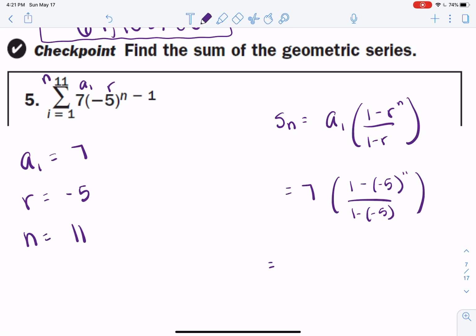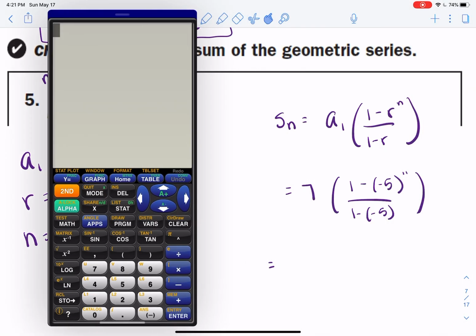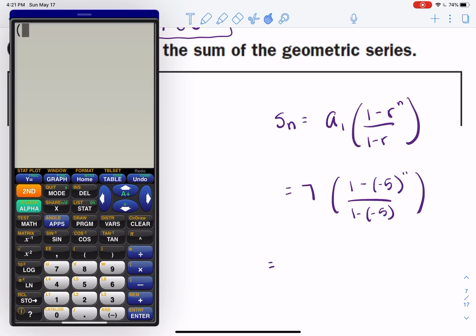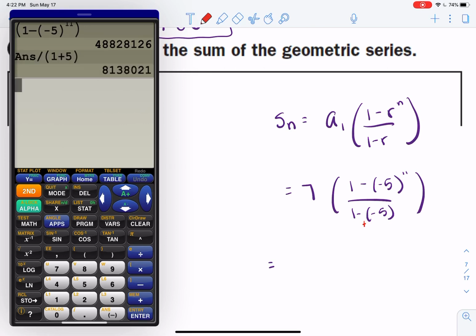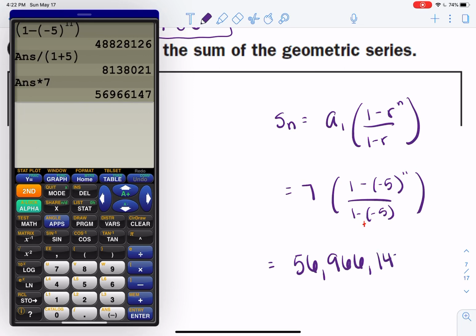So let's go ahead and try typing them in. So I've got 1 minus a -5 to the 11th power divided by, and you know that this is going to become a plus, so I could just make it a plus. So 1 plus 5. And then that's what's in the parentheses, so now we have to times 7. So another large number here, we've got 56,966,147.